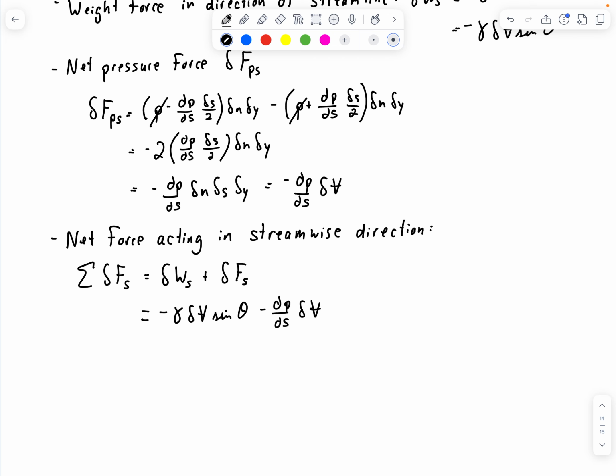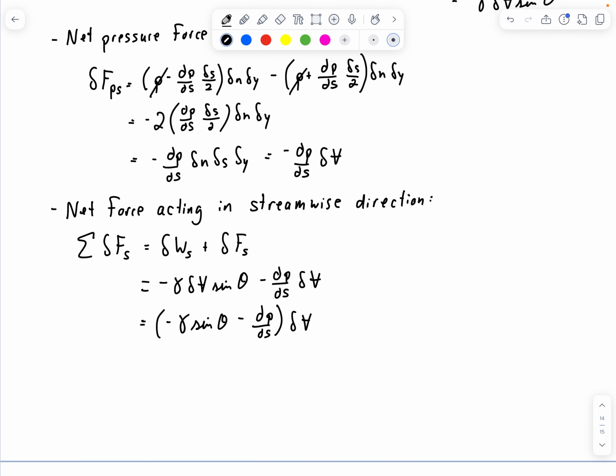So again, our volume. And we can substitute out our volume there to group terms. So minus gamma sine of theta minus del P by del S times delta V. So that is all of the forces that are acting on our fluid element. Now we can return to our statement of Newton's second law, and we'll combine that with our statement of force is equal to mass times acceleration.